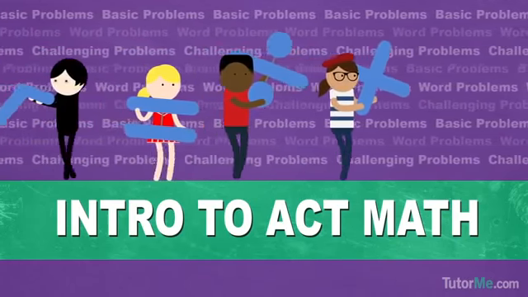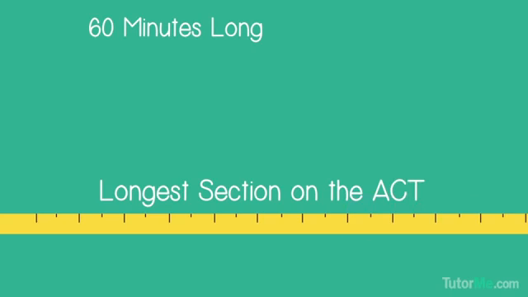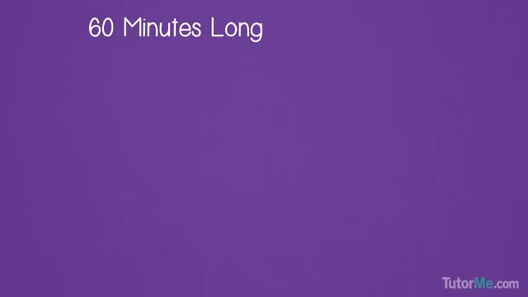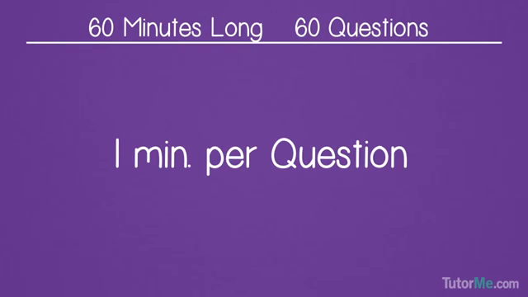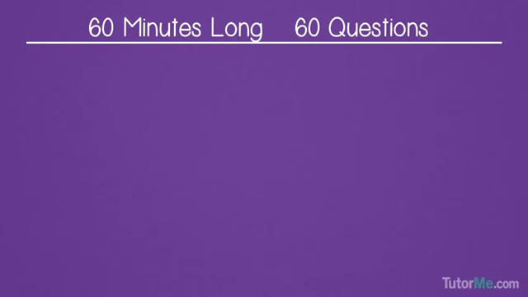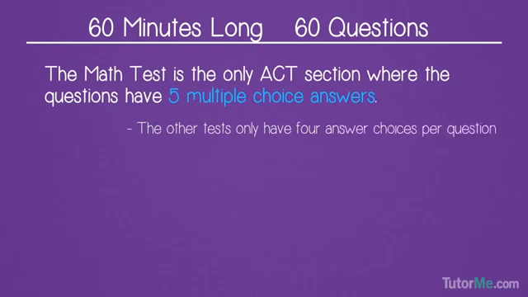Introduction to ACT Math. The math test is 60 minutes long, which is the longest of the 4 core ACT tests. It's also 60 questions long. Logic would tell you that this means you should spend an average of 1 minute per question, but that's not always the case. The math test is the only ACT section where the questions have 5 multiple choice answers. The other 3 tests only have 4 answer choices.